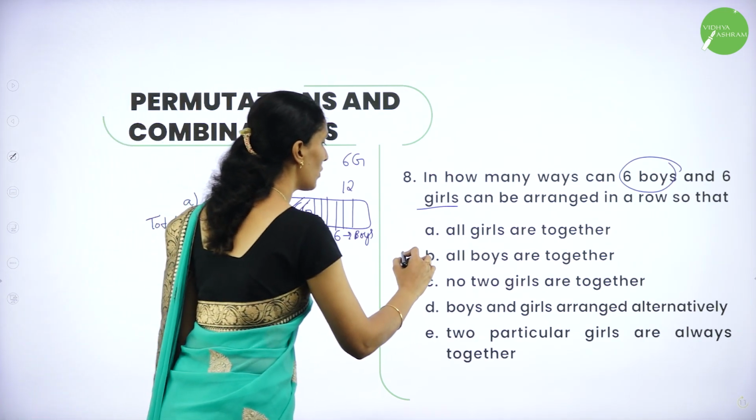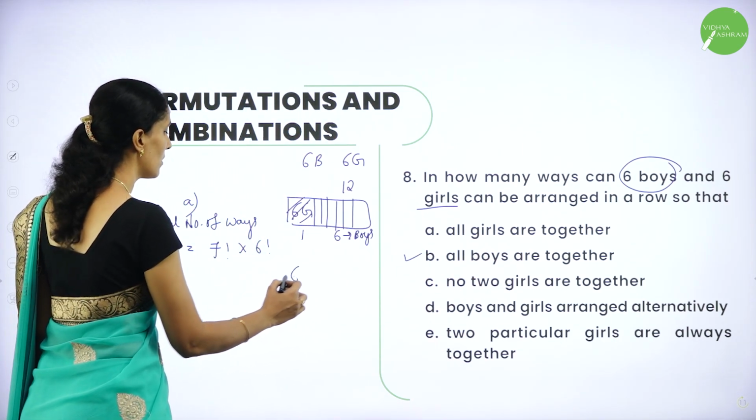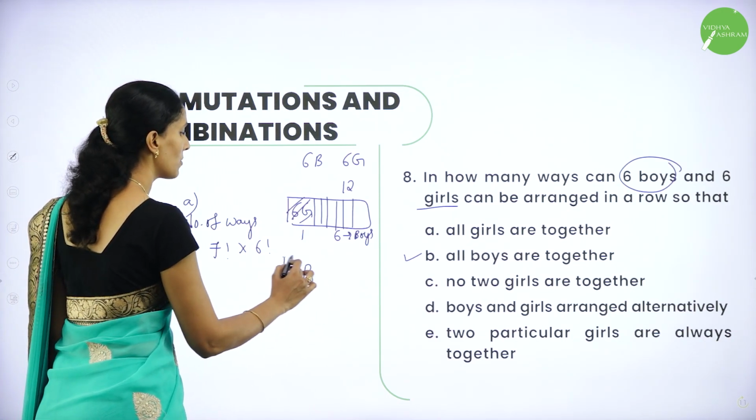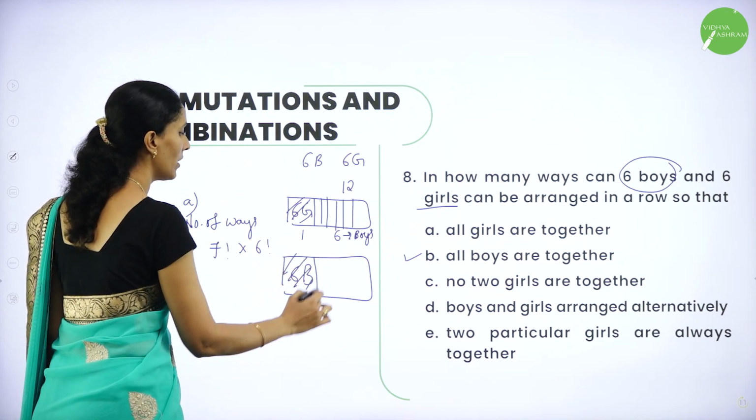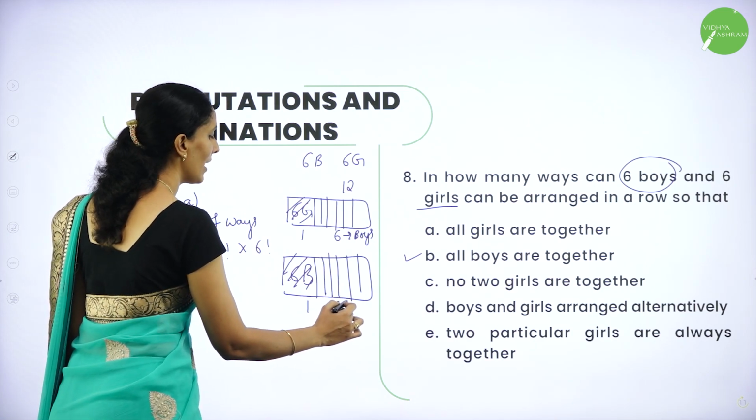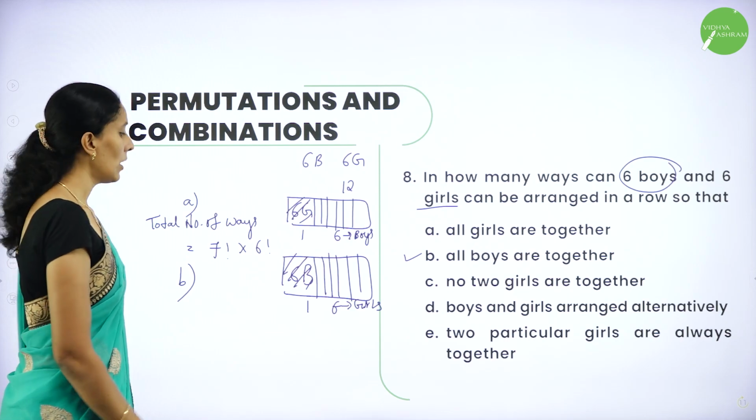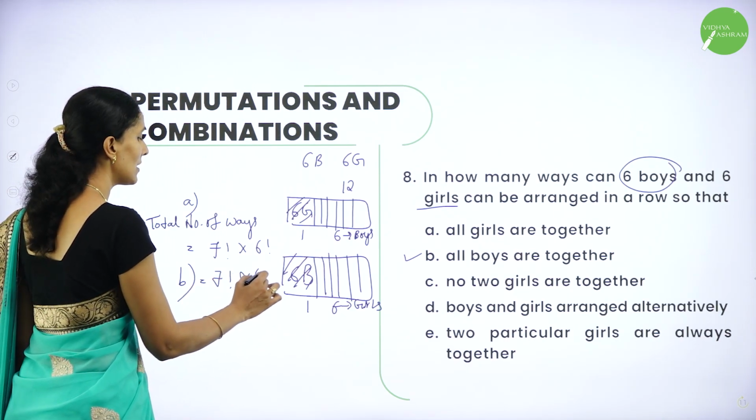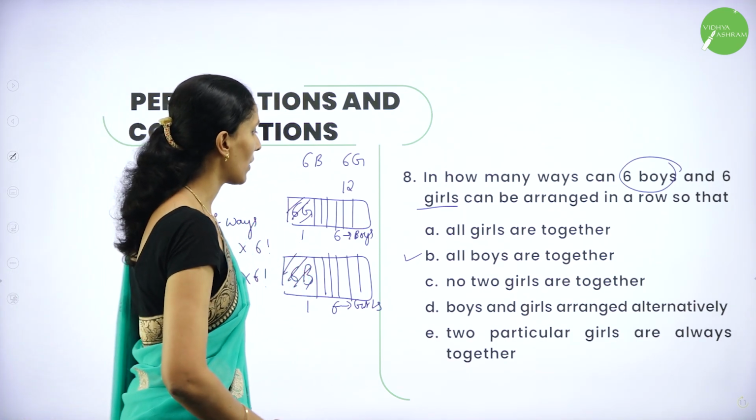The same answer is for the boys. All boys are together means what? So we have taken question number B. All boys are together means 6 boys must be taken as one unit. Okay, so this is one unit. Remaining 6 places can be filled by girls. So here also my total number of permutations will be 7 factorial into 6 factorial.